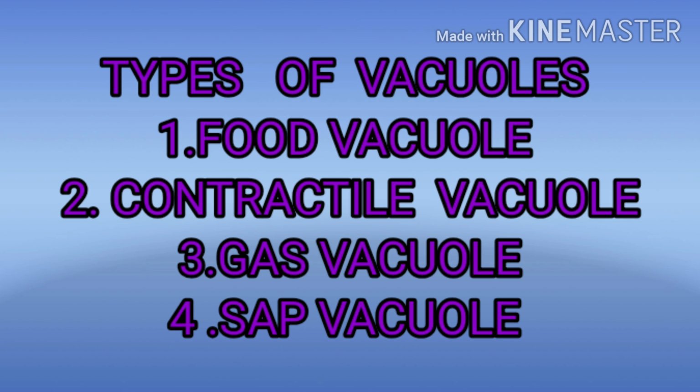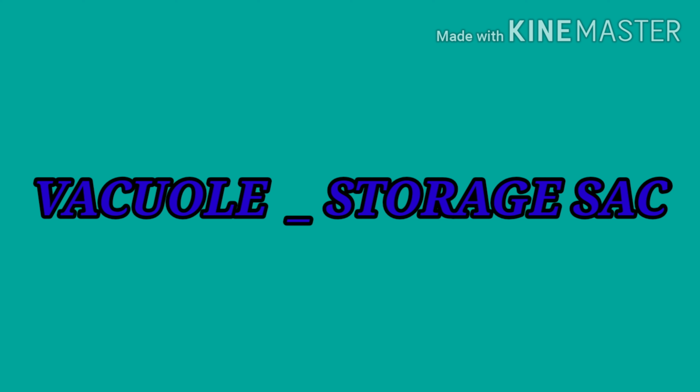Next is gas vacuole, which is mainly present in some aquatic plants and helps in the free flow of the leaves. Next is sap vacuole, which mainly contains the cell sap in which water and some nutrients are also present. Actually vacuole functions as a storage sac. Let's see the function of the vacuole. So let's start.